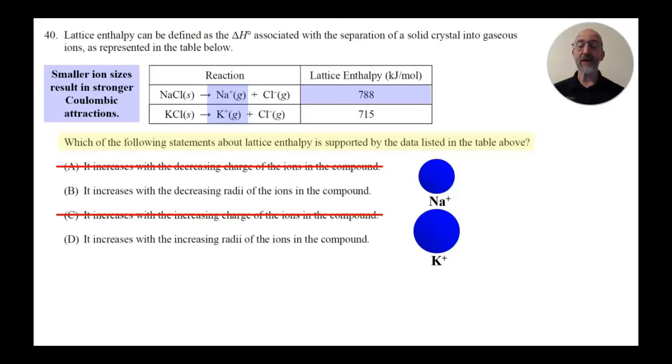And so what does that tell us? It takes more energy to separate the sodium chloride compound because the sodium ion is smaller and there's a stronger lattice energy because of that stronger Coulombic attraction. So the correct answer to question 40 is choice B. Lattice enthalpy increases with the decreasing radii of the ions in the compound, and that is supported by the examples that are listed in the table above.